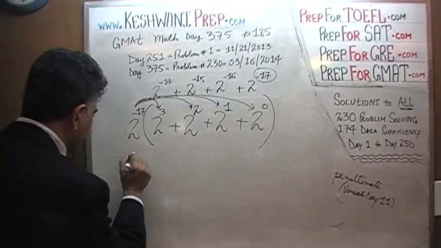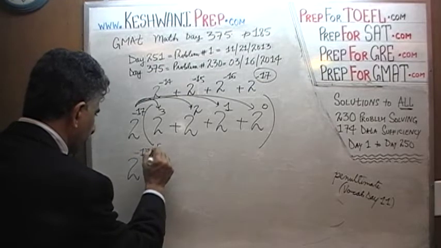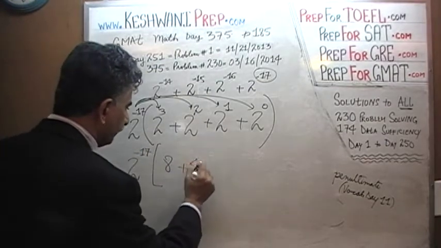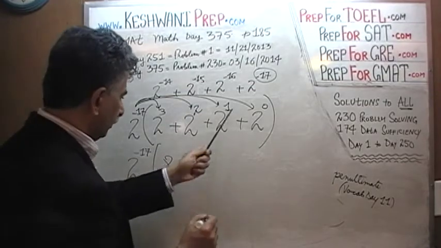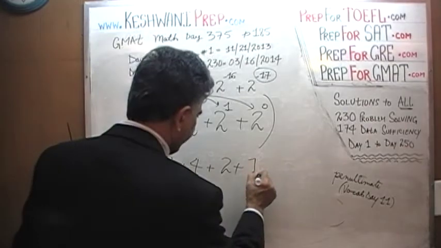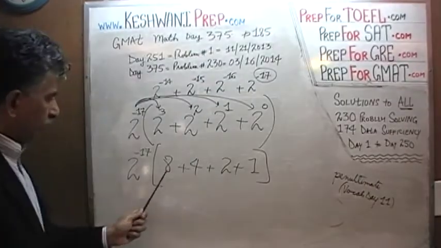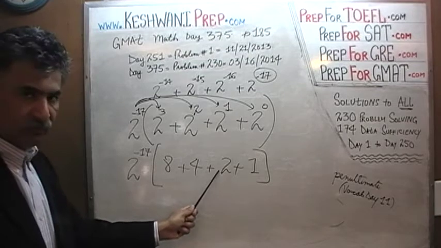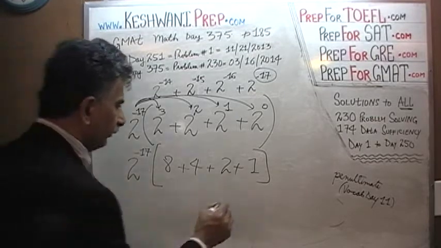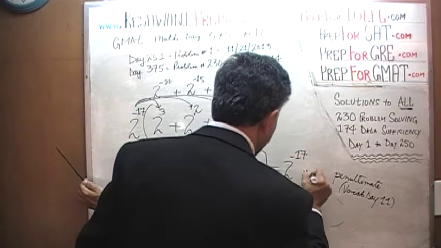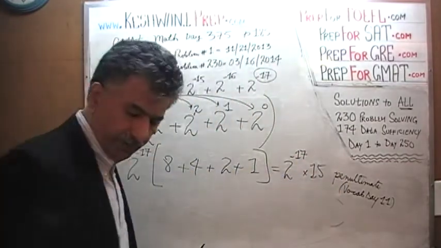So outside we have 2 raised to negative 17. And in the parenthesis we have 2 raised to 3, which is 8. 2 raised to 4, which is 16. 2 raised to 2, which is 4. 2 raised to 1, which is 2. And 2 raised to 0, we just talked about it, is 1. 4 plus 8 plus 4 is 12. 12 plus 2 is 14. 14 plus 1 is 15. So this thing boils down to 2 raised to negative 17 times 15. We're almost done.